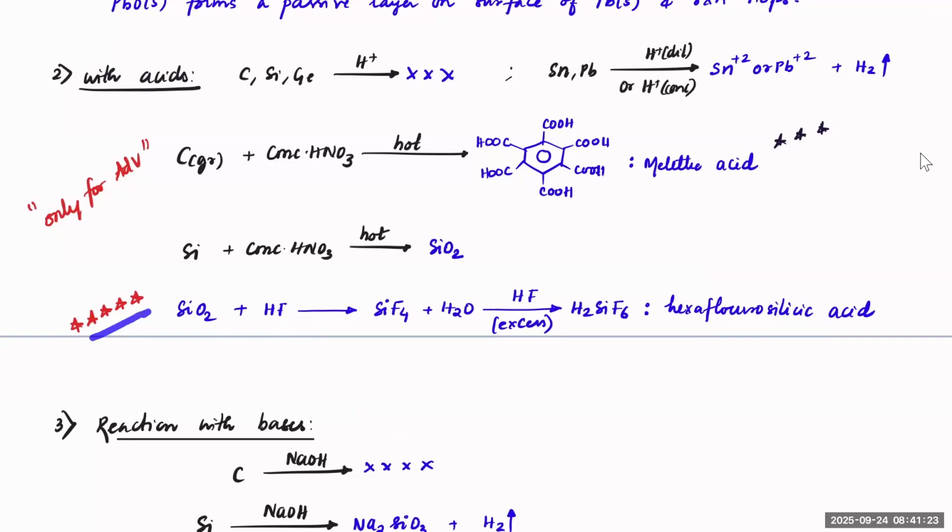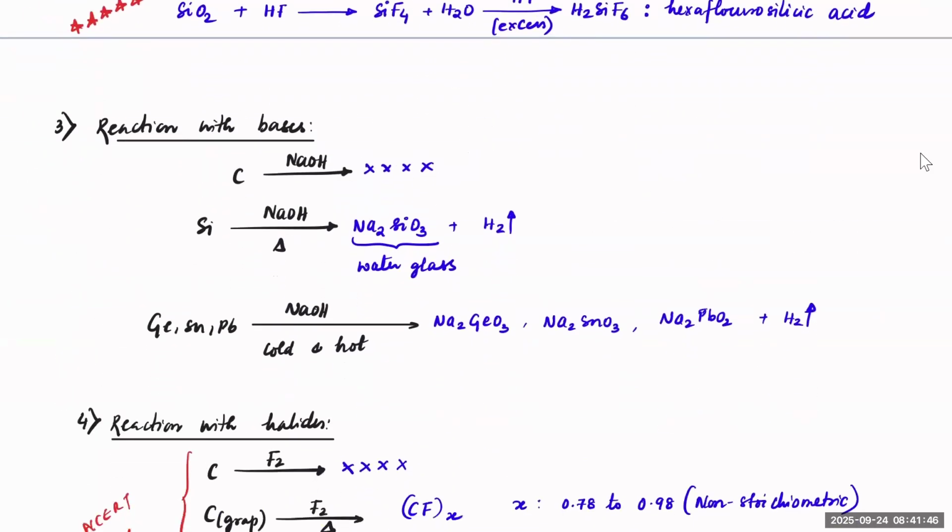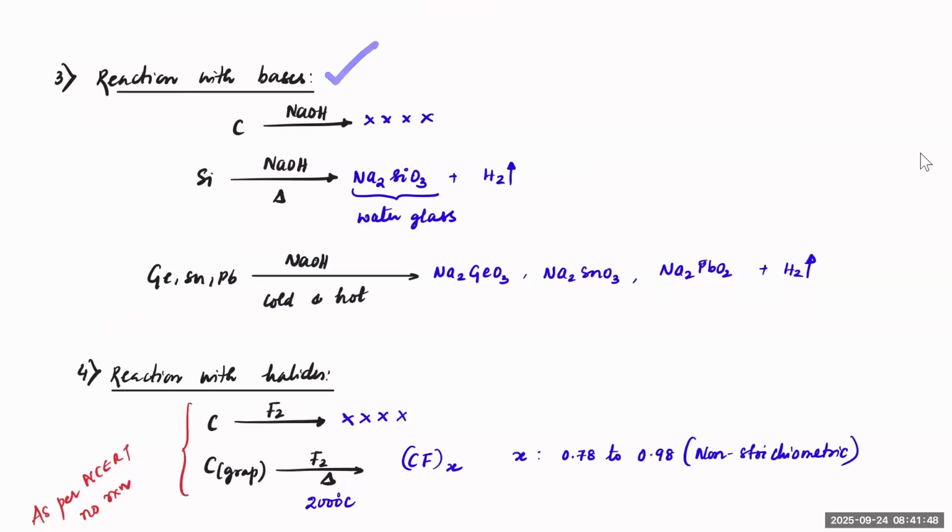This is the most important reaction in this topic. How silica, when you react with HF, first converts into SiF4, which is a soluble form, and that SiF4 in water will, with further HF, convert into hexafluorosilicic acid. Clear? Next, if you notice reaction with bases, carbon does not make any reaction while silicon gets dissolved.